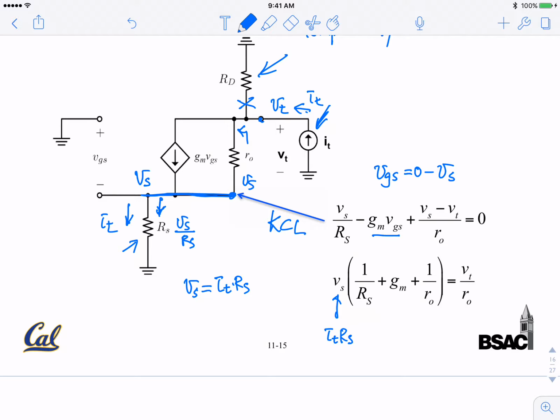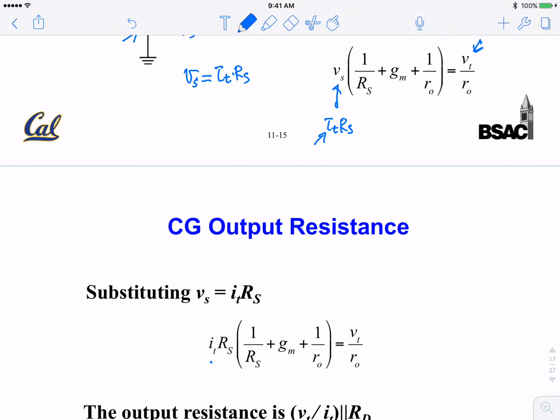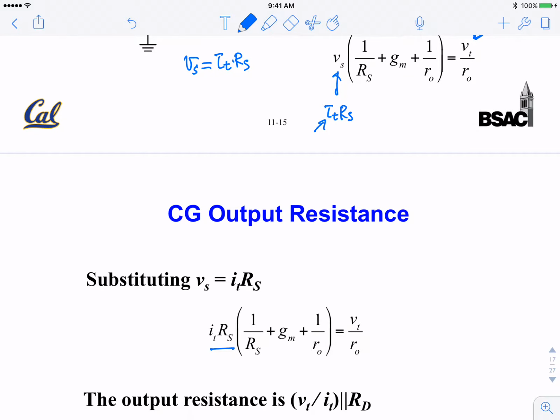Now you have only Vt and IT, so you can calculate the output resistance. So IT Rs, and this is Vt, okay? So you calculate Vt divided by IT. So this is equal to Vt, so this is Rs, R0. Well, let's just multiply it out.